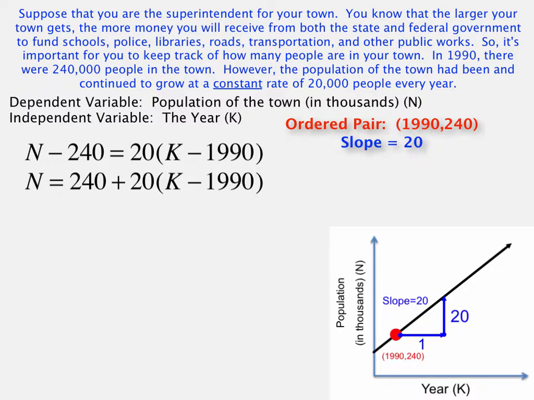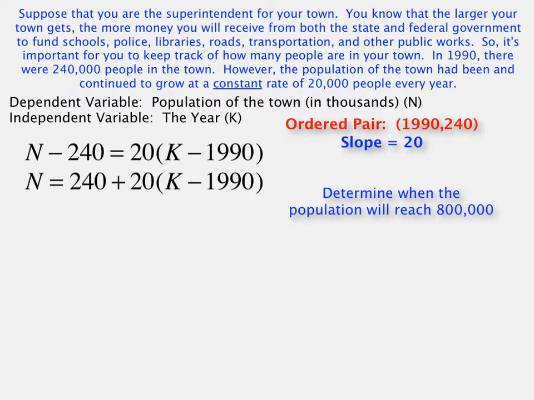Now that we have our equation, it's easy to do some modeling problems, right? You tell us the year, we'll find the population. Or someone tells us the population, we can figure out the year in which that population will happen. So for example, if we want to determine when the population will reach 800,000, all we need to do is substitute 800,000 in for our population variable. Of course, we're going to have to substitute in 800 because our variable is in thousands.